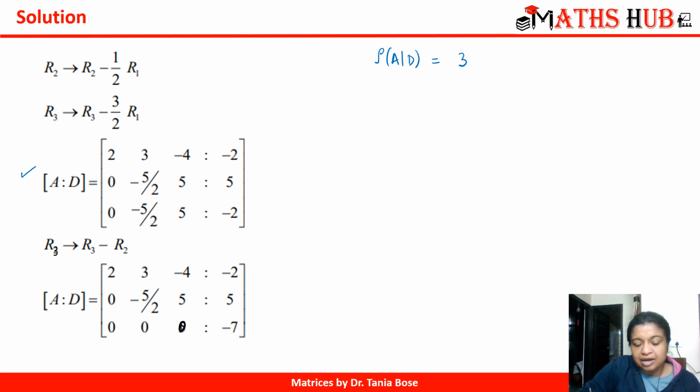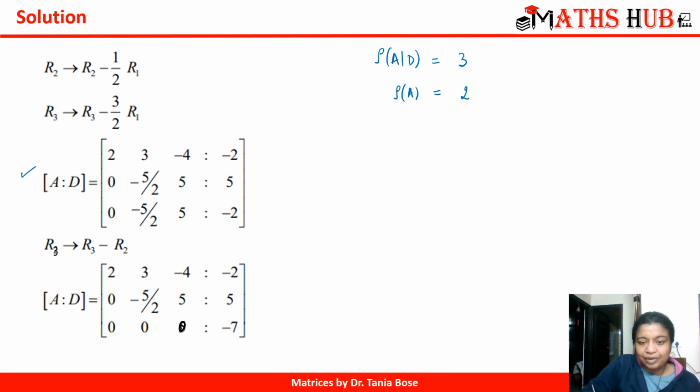Now I need to compare the rank of A augmented D with the rank of A. So how to calculate the rank of A? To calculate the rank of A, you can hide the last column. When you hide it, you get the first 3 rows and the first 3 columns, right? In these 3 rows, you can see that the third row is completely 0. That means there are only 2 non-zero rows. So we get the rank of A as 2.